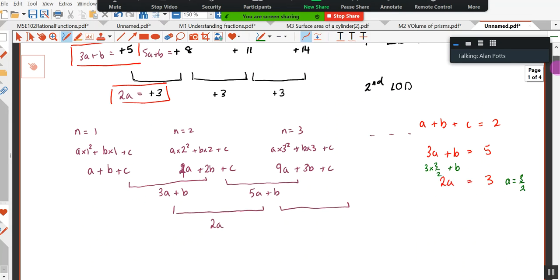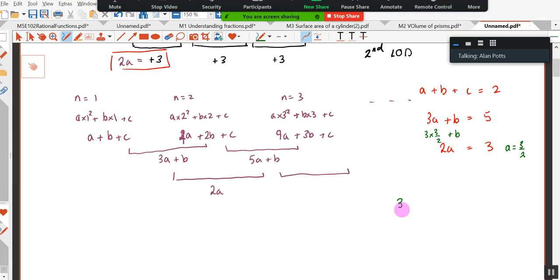All right, probably need a bit of space now. 3 times 3 over 2 plus b is 5, so that would be 4.5 plus b, so what equals 5? So what would b be?